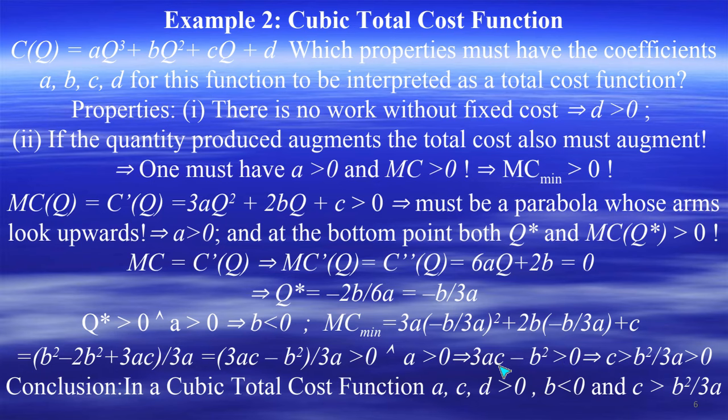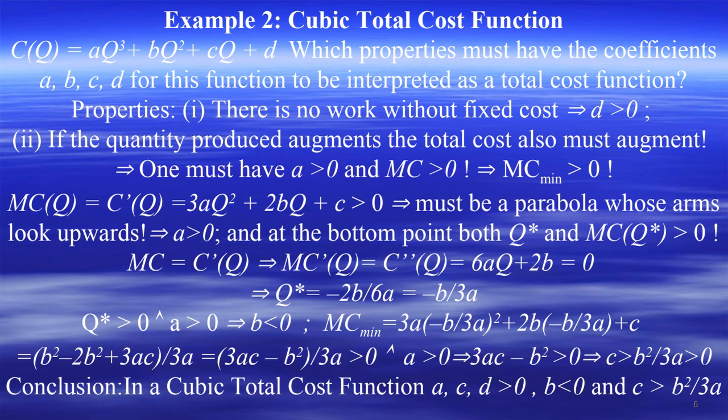But then we can obtain c from here. Put minus b squared to the other side, it becomes b squared, and divide by 3a. So c must be greater than b squared over 3a, and b squared is positive, 3a is positive, positive over positive is positive. So c should be positive, but not only, it should also be greater than b squared over 3a. So we have found another property, the sign and the value of c. In conclusion, in a cubic total cost function, a, c and d should be positive, b should be negative, and c should be greater than b squared over 3a.